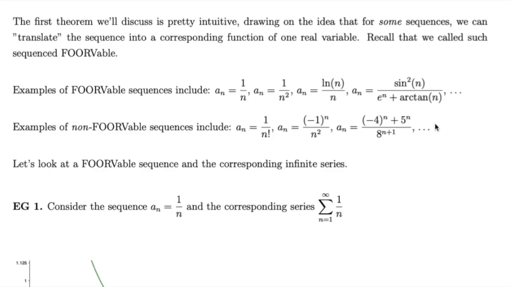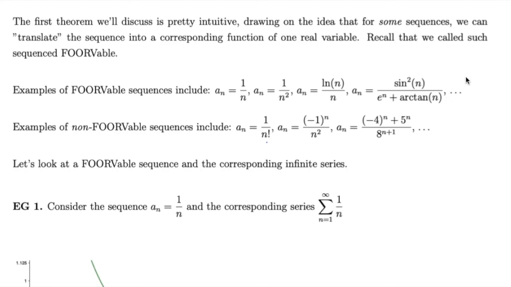In contrast, here are some examples of sequences that are not forvable. Remember that we've talked about how if I write 1 over x factorial, if x is a real value as opposed to just an integer as n is, then that function is not defined. Similarly, if I have exponentials and I want to write them as functions of a real variable, I need my base to be positive. So for this first theorem, we're going to focus on forvable sequences.